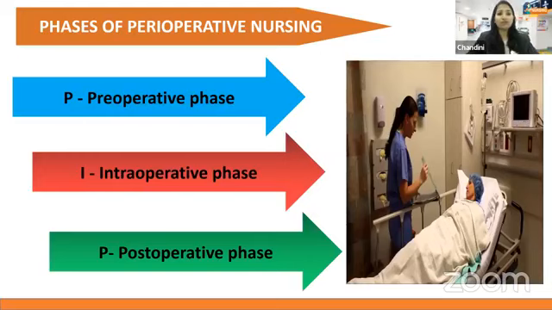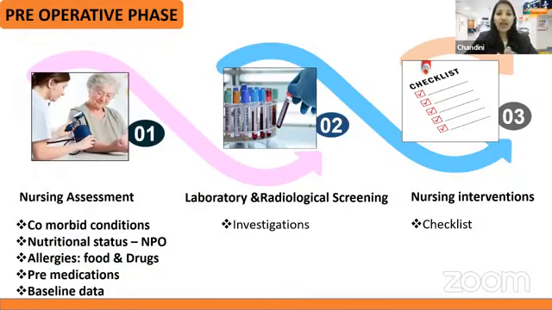So what is perioperative nursing? We have read about it in our previous curriculum also. Perioperative comprises the preoperative, intraoperative, and postoperative phases. The preoperative phase begins with the decision for surgery or intervention, and lasts till the patient is shifted to the OT. So many factors need to be taken into account in this phase.